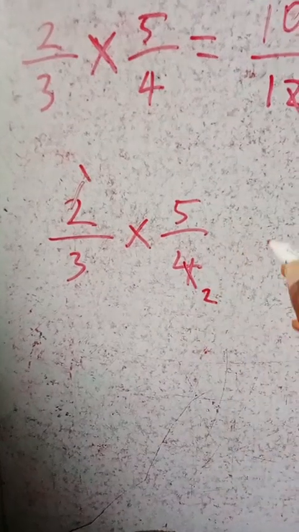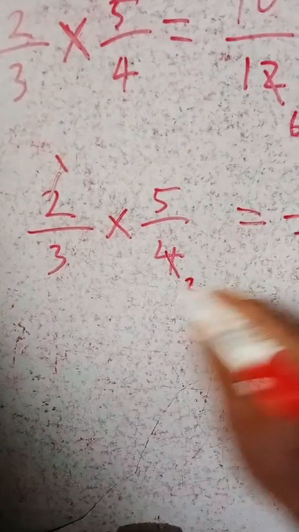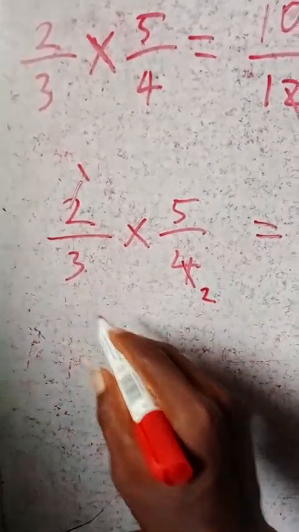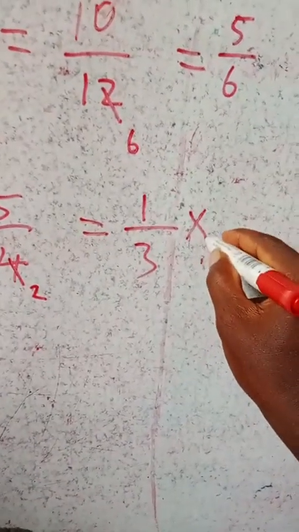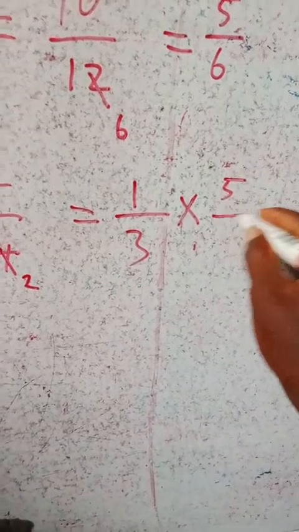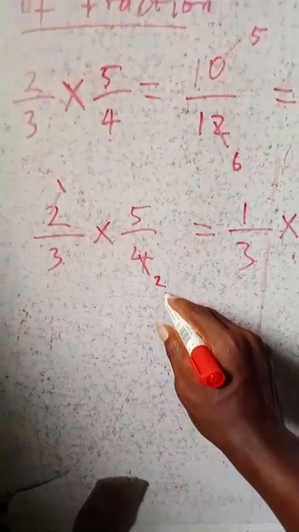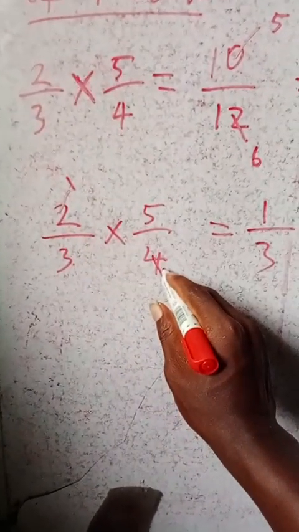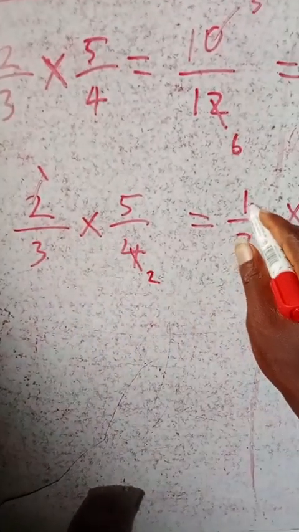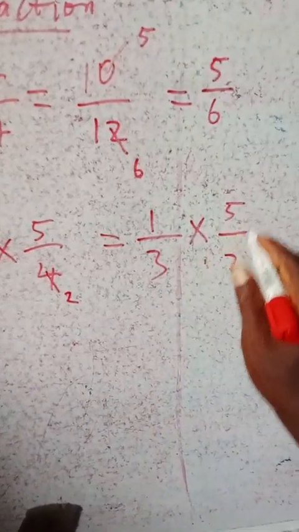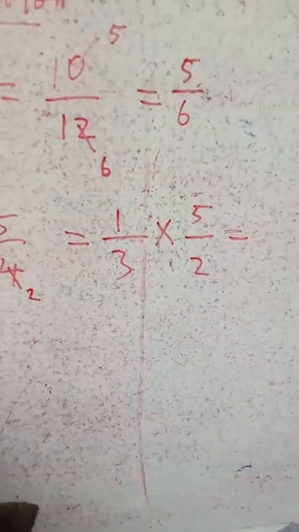We are trying to simplify it. So this will mean 1 over 3, because we did not change 3. Then times 5 over 2, this 2. We have already simplified 2 and 4, since there's a factor that can go in between 2 and 4. So this is 1 over 3 times 5 over 2. At this point, it is the simplest fraction.